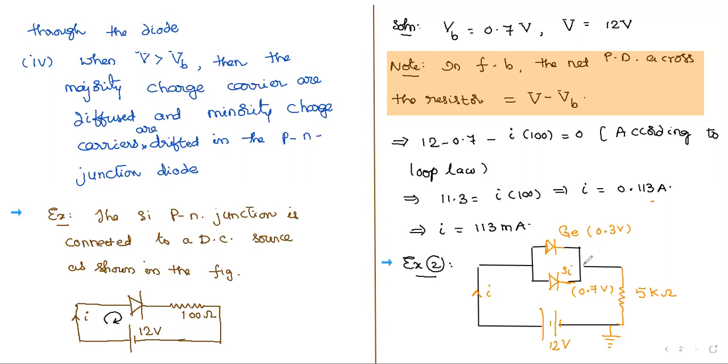Means continuously the silicon is not sending the current, only germanium is sending the current. Now you understood my point, Nana? Right, sir. This is what I am saying.